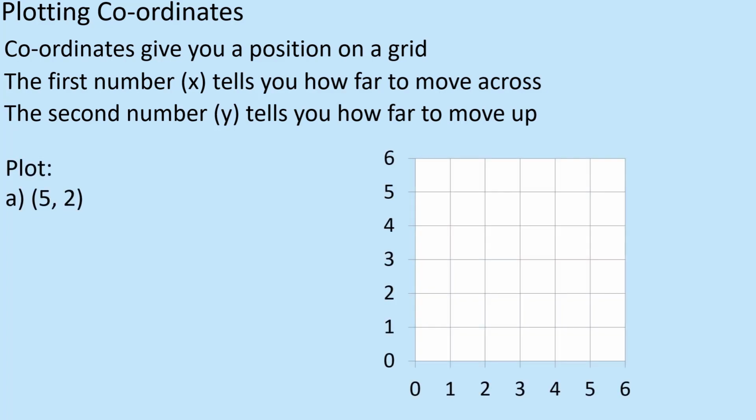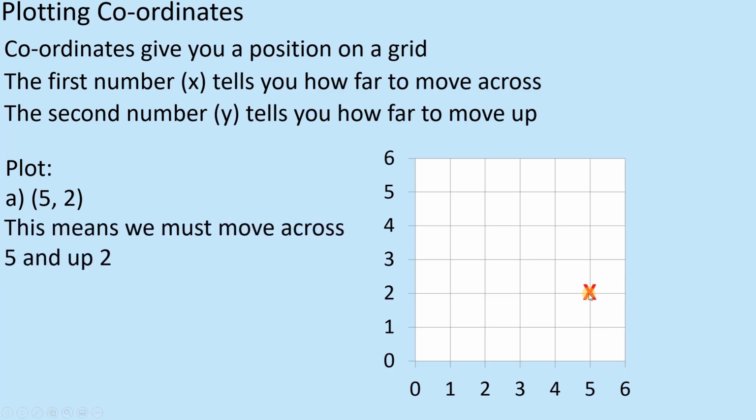So if you're asked to plot (5, 2), your first value here is 5, so we go along the corridor to 5, and then the second value, which is 2, we go up the stairs 2, which is going to be over there. So there we go. This means 5 across, 2 up.